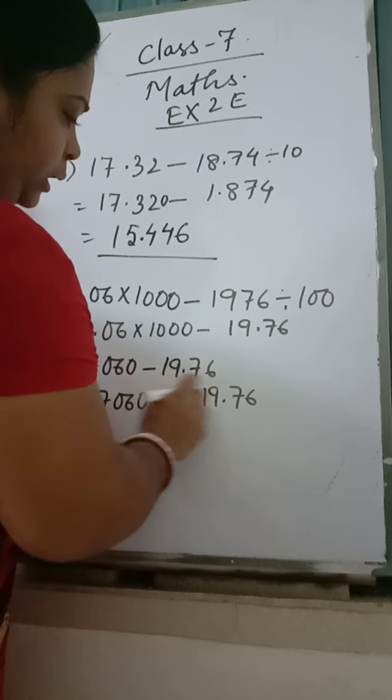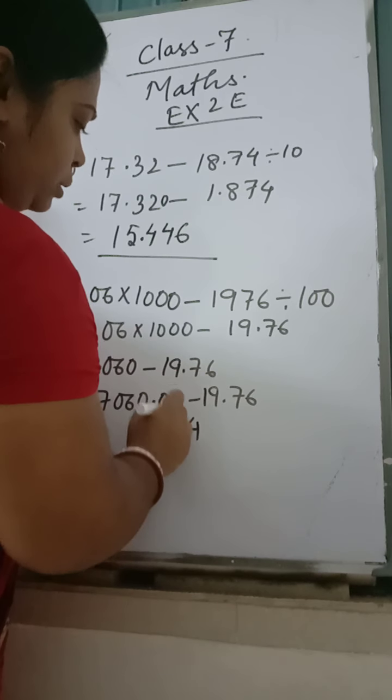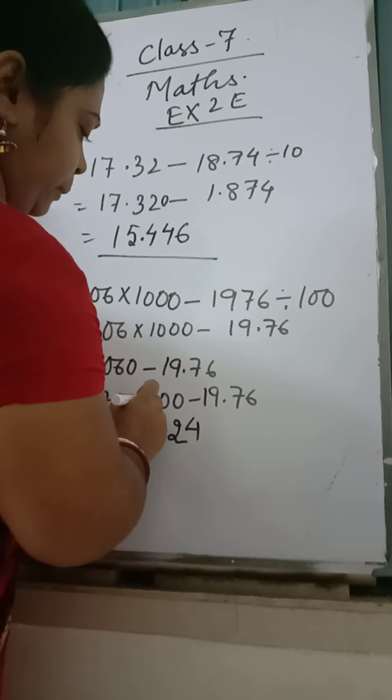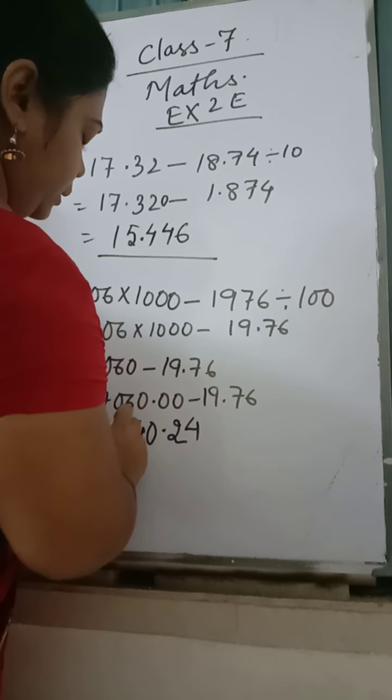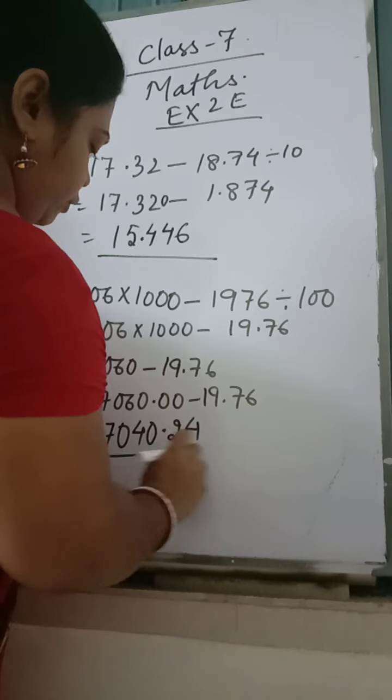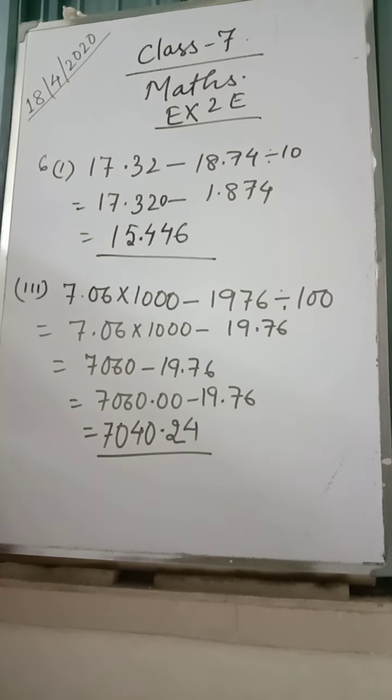10 minus 6, 4. 9 minus 7, 2. Then it has come here, 9 minus 9, 0. 5 minus 1, 4. 7040.24. This will be the answer.